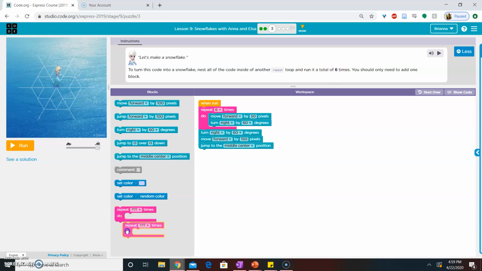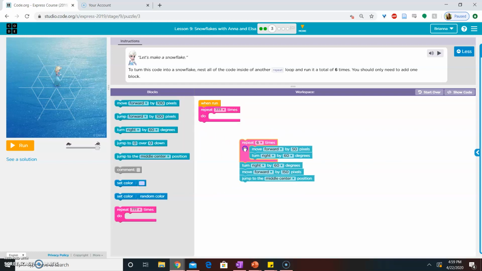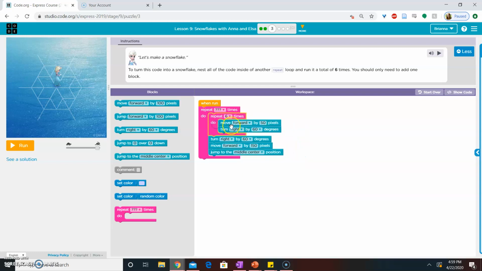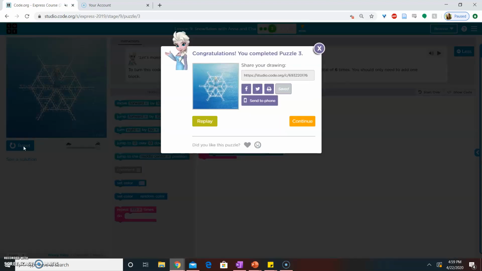So here's my repeat. And I'm putting literally all of this that I had written before inside. And it tells me to run it a total of 6 times. So let's make that a 6. And let's see what happens. Okay. Yep. Cool. We did puzzle 3. Great.